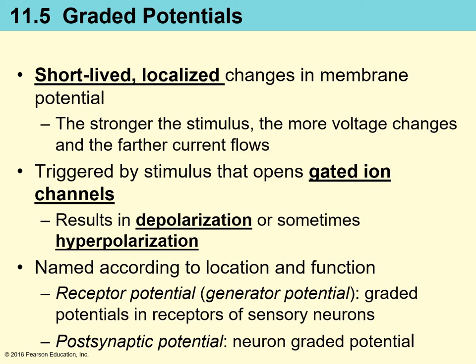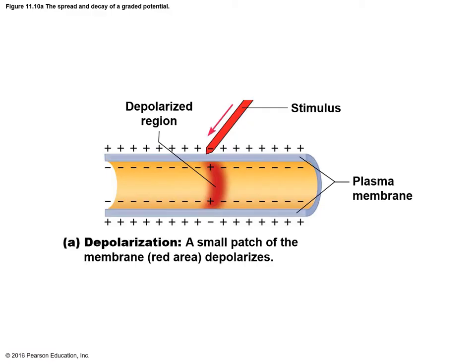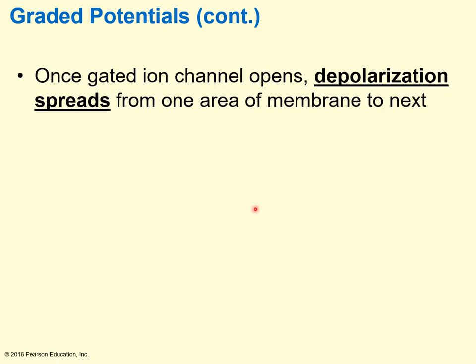That's a graded potential. Now, let's say you were to open a gate and chlorine would come in. Well, chlorine has a negative charge, so to make it even more negative, that would be hyperpolarization. So you have this stimulus, and you can see right here where initially you just have this little area where you have a change in the charge. Why? Because you opened an ion gate.